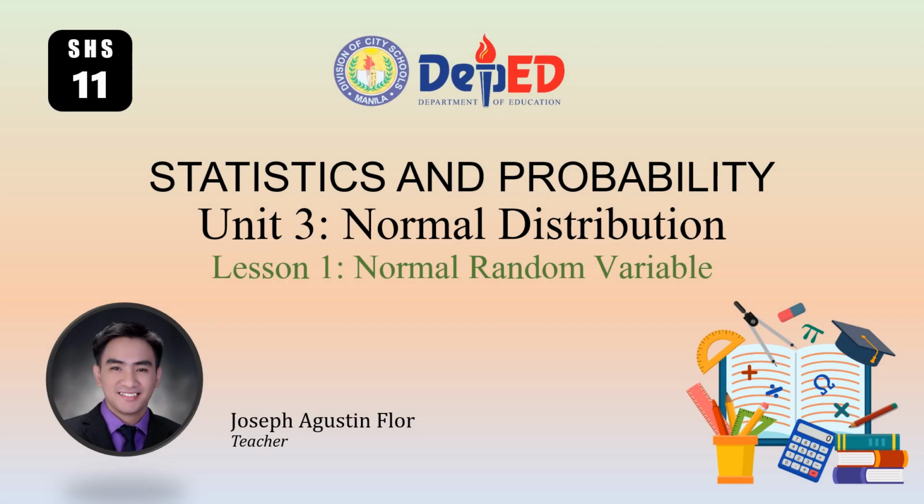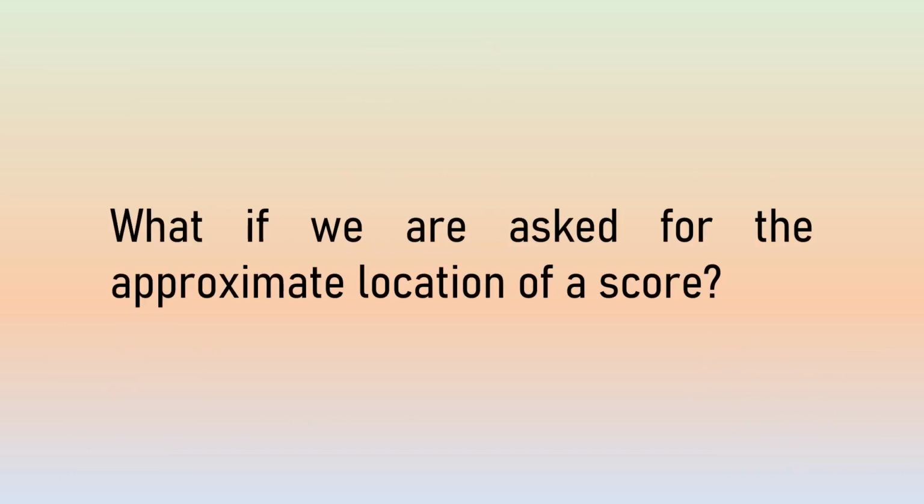Continue our lesson with normal random variable. What if we are asked for the approximate location of a score? Can we still use the mean and the standard deviation?